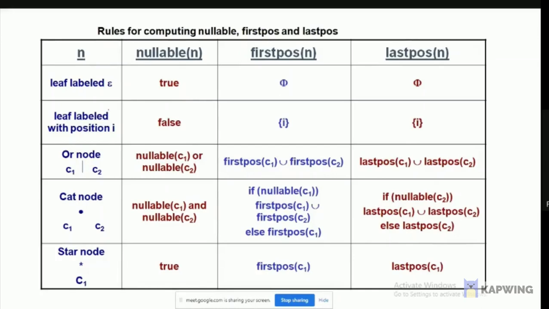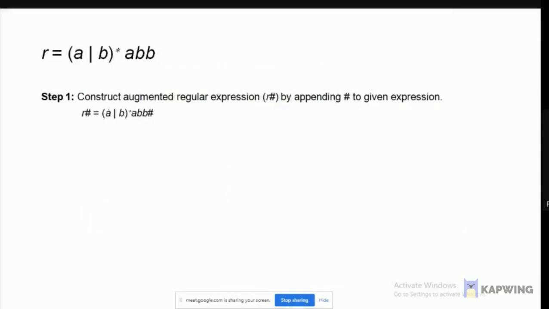But before creating the tree, we have to add one hash at the end of that regular expression. So that regular expression will be like this. If you have the regular expression R = (a|b)*abb, the same expression we discussed for RE to NFA is used here.